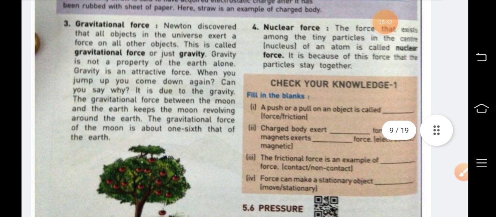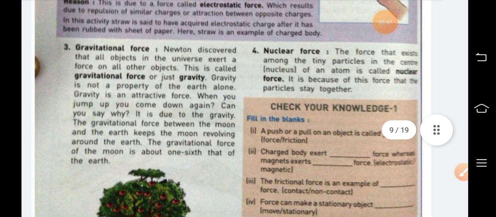So it is very less in comparison to the Earth. And the fourth one is nuclear force, the force that exists among the tiny particles in the center of an atom is called nuclear force. Atom is made up of proton and electron and neutron. So there is a center nucleus part where proton and neutron are there and electron revolves around.